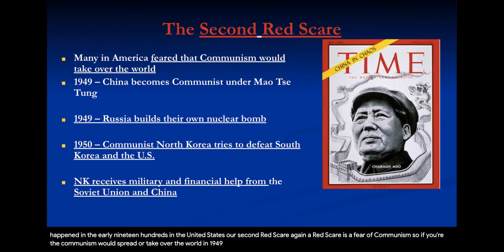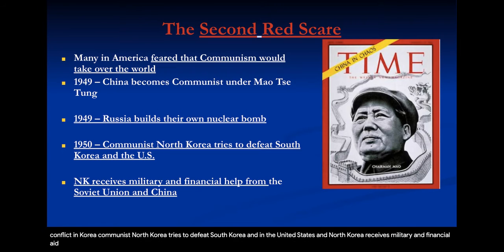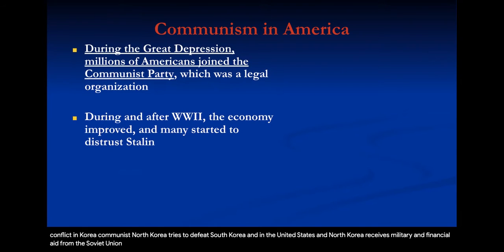In 1949, the Russians were able to build their own nuclear bomb. 1950, we have the conflict in Korea. Communist North Korea tries to defeat South Korea and the United States, and North Korea receives military and financial aid from the Soviet Union and China, which were both communist countries.